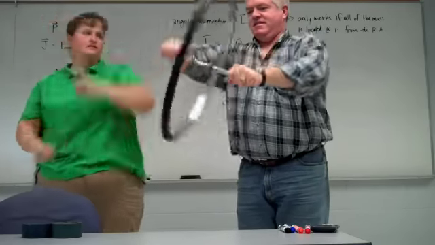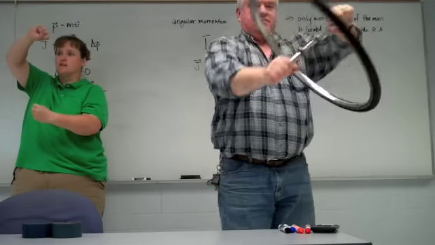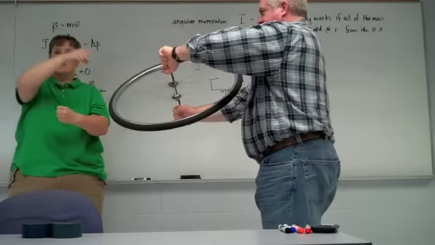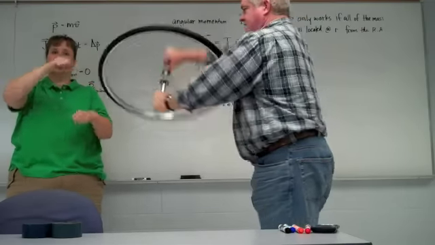The wheel has angular momentum. He's changing it by turning it. He's producing a torque. There's an equal and opposite torque that acts on him, which makes him turn in the process. Angular momentum must be conserved.